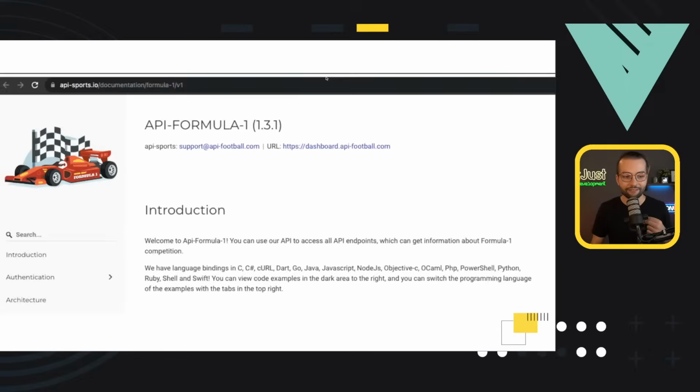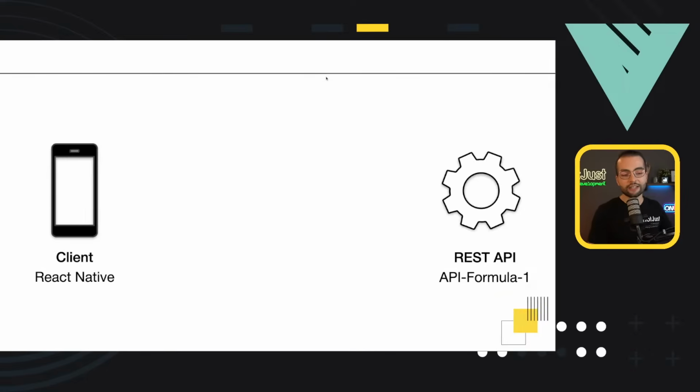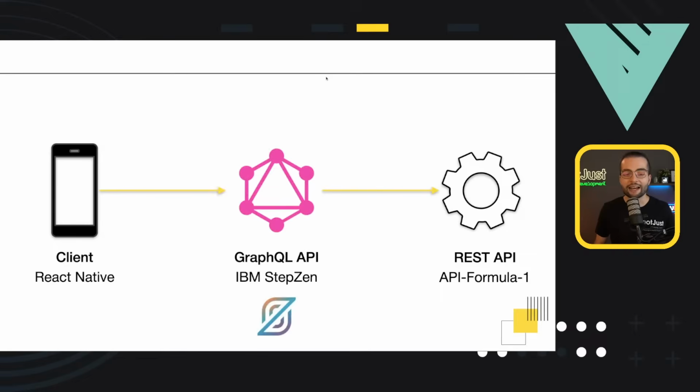When it comes to the data, we're gonna use a real API. I found one on the internet, API Sports, that provides data about Formula One races. So this is a REST API. We're not gonna connect directly from our client side from React Native to the REST API, but we're gonna add a very thin GraphQL layer between these two, between our client and the REST API provided by that public API. And we're gonna do that using StepZen.